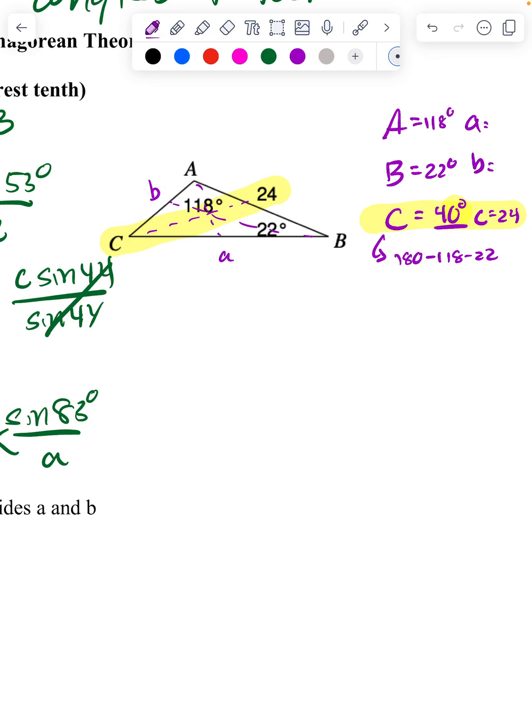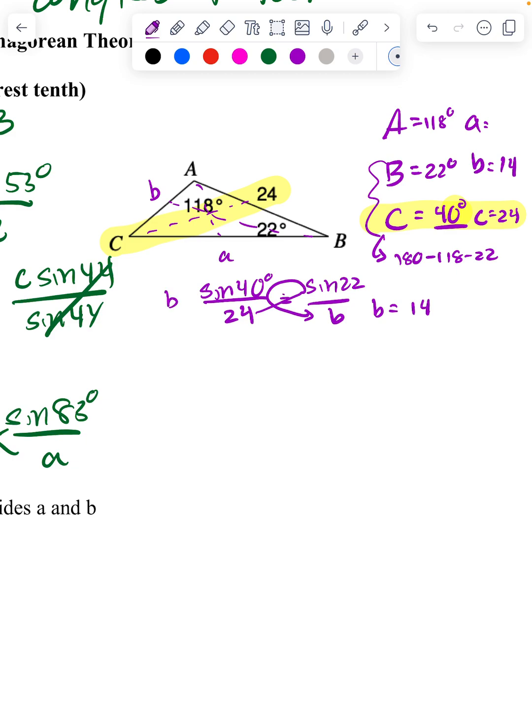So let's find B first. I'm going to take the sine of 40, which is what I know, and I know its partner, side 24, that was C. Now I'm going to do sine of 22 over B. I'll end up multiplying these two, dividing by that last one. So I'll have 24 times the sine of 22, close the parenthesis, divide by the sine of 40, and I get that B is 13.98, so it actually just rounds off to 14.